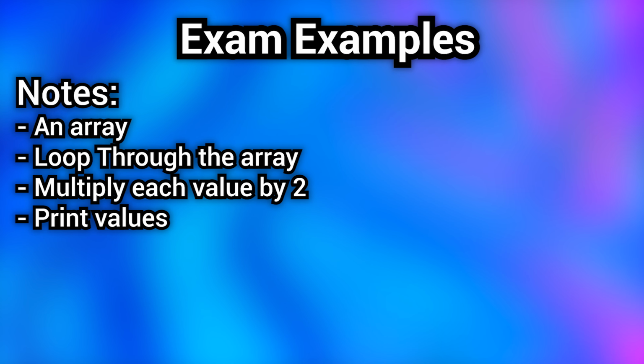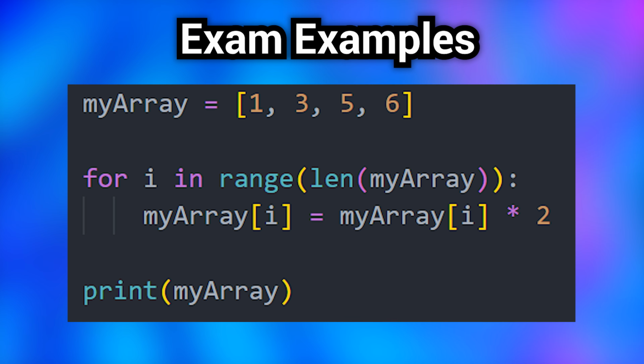A final question. If we had an array called myArray that stored 4 numbers, how would we loop through the array and multiply each value by 2? And here's the answer. It's only 3 lines.